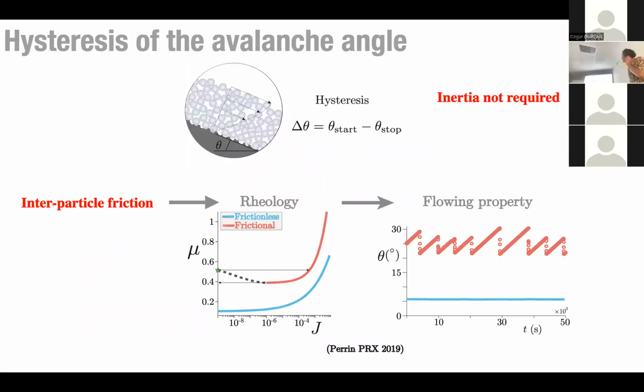And so these results suggest that inertia is not required to see hysteresis of the avalanche. And it shows how interparticle friction changes the rheology of the granular layer, which can be monotonic or non-monotonic. And with this, we can explain the hysteretic cycling of the avalanche we have in the rotating drum. Okay.